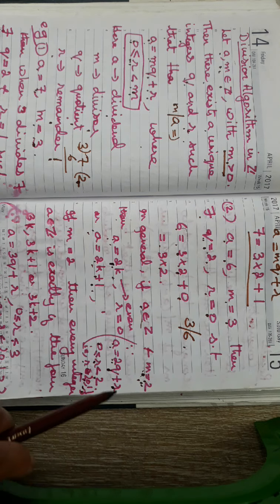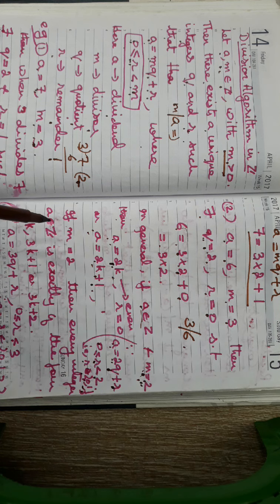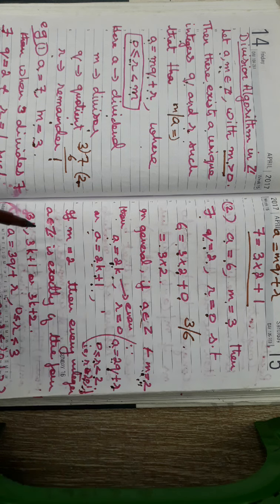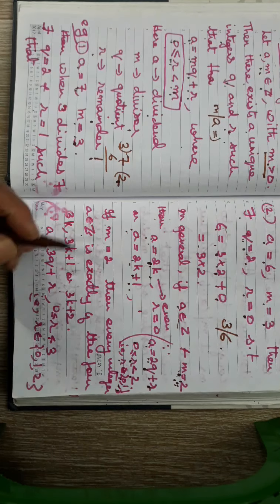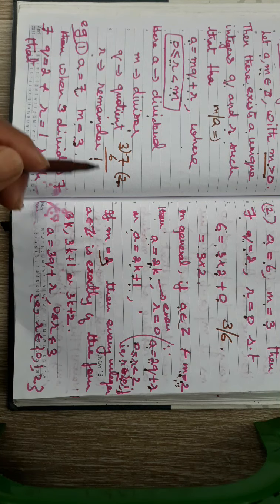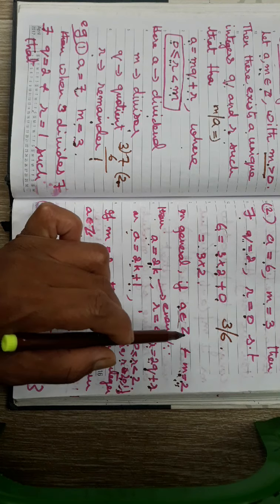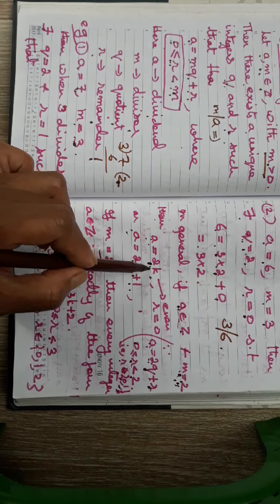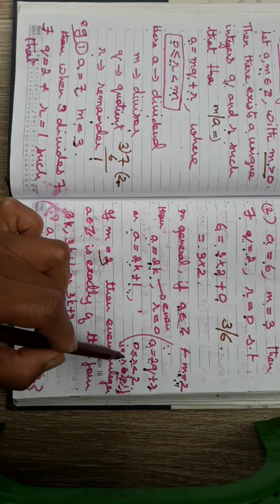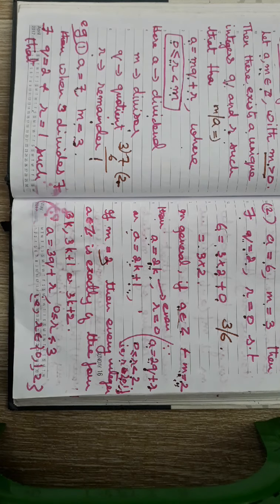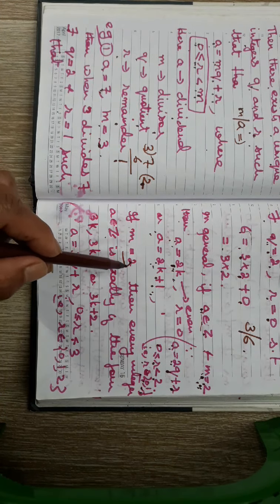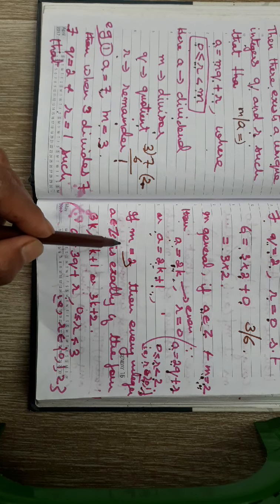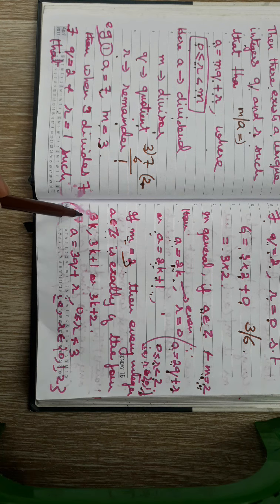Therefore, if m = 2, every integer a is exactly of the form 2k or 2k + 1. This shows that for any integer a, when you divide it by 2, a will be of the form 2k or 2k + 1, using this division algorithm theorem. Now if m = 3, then every integer a, when you divide it by 3, will be exactly of the form 3k, 3k + 1 or 3k + 2. Why?